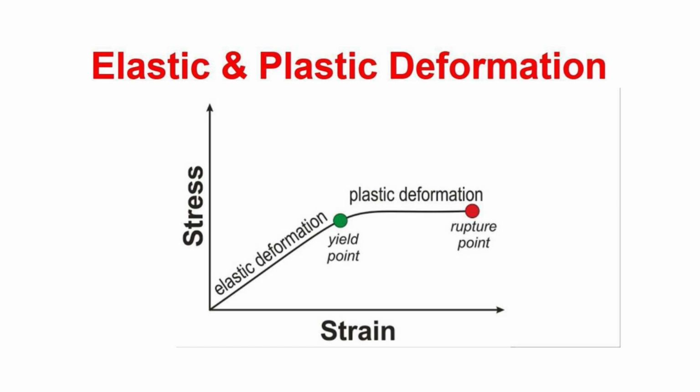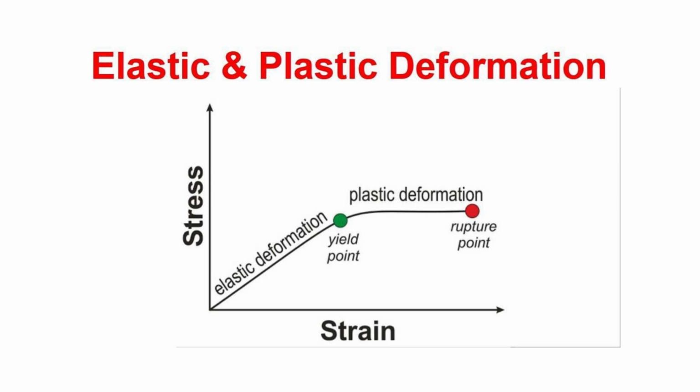But there's a point, called the yield point, where the behavior changes. After this point, the material begins to undergo plastic deformation. This is permanent deformation. Even if you remove the stress, the material will not return to its original shape. It stays stretched or bent.